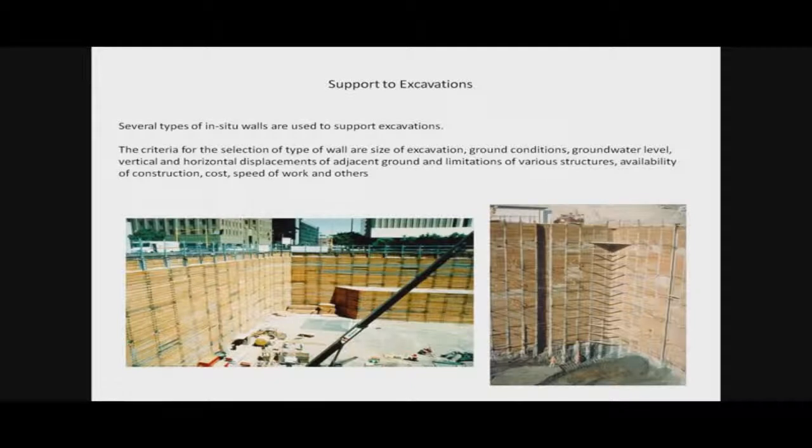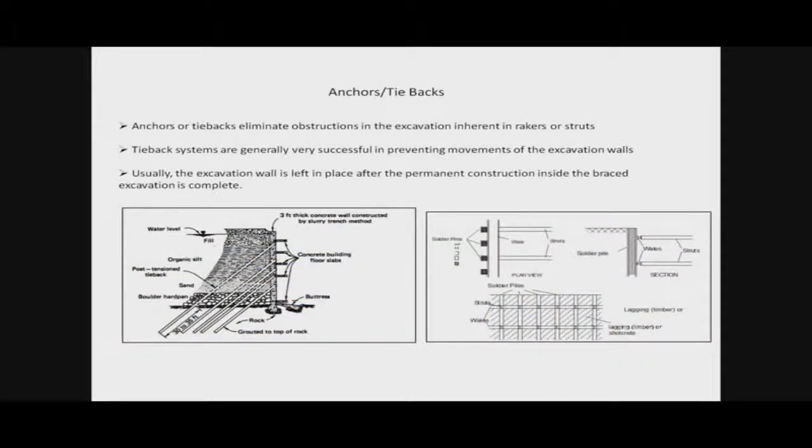There are several kinds of retaining walls which are being constructed. Some are temporary, some are permanent, and the type of wall depends on the excavation type, the size of excavation, the ground conditions, the ground water level, vertical and horizontal displacements of adjacent ground, and the limitation of various structures, availability of construction, cost, speed of work, and others. So the type of excavation and the type of soil will determine what kind of retaining wall we want to construct for our construction.